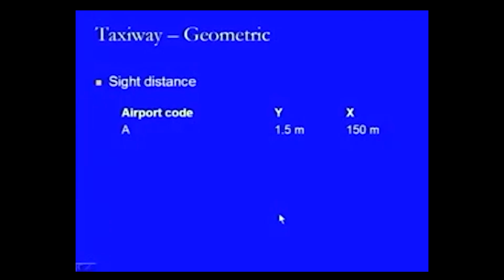They have been defined with respect to the airport code, that is the categorization of the airports. Here for the airport code of A, the y value, that is the height above the pavement surface, is 1.5 meters, and in this case the side distance should be 150 meters. Whereas in the case of airport code B, the height is 2 meters and the distance is 200 meters. For C, D and E categories of the airports, the height is 3 meters, whereas the distance is 300 meters.